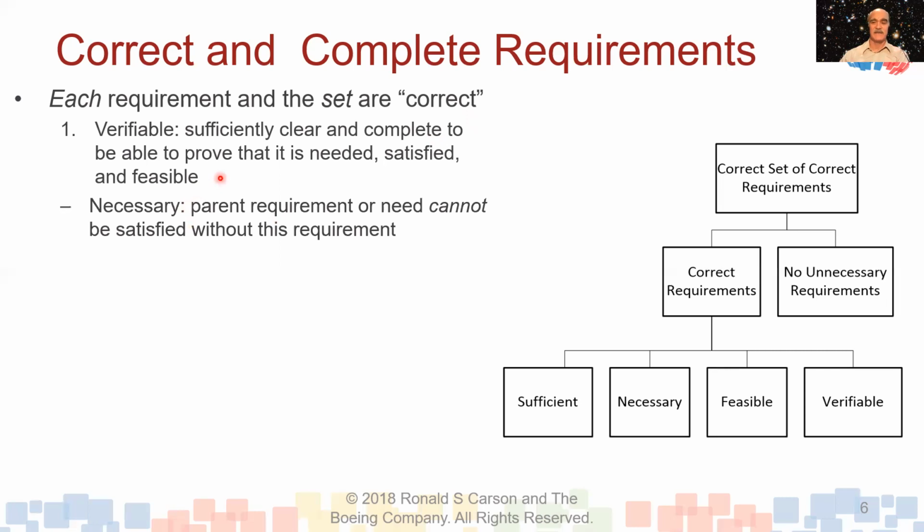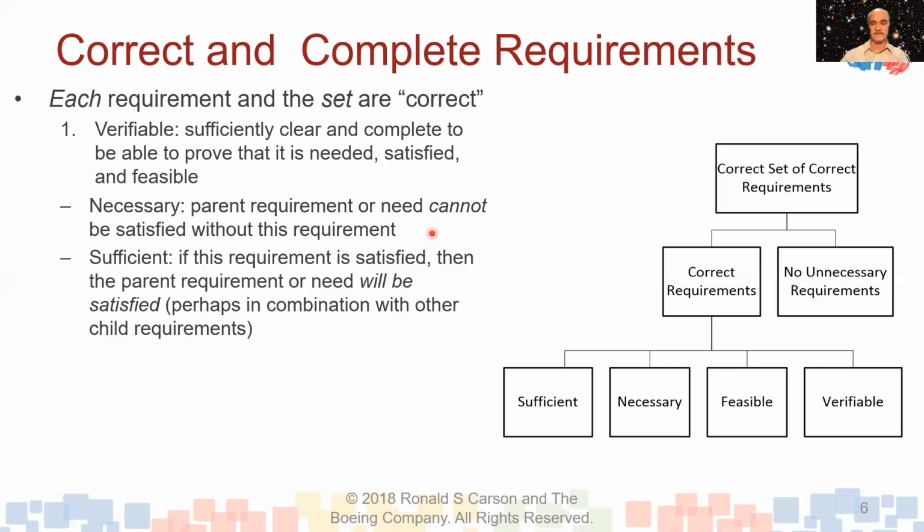Necessity means that the parent requirement or need cannot be satisfied without this requirement. In other words, if we delete the requirement, we will fail to satisfy some parent requirement or need. And that's the easiest test. Well, let's just remove it. What you may find, and what we have found, is you can delete a requirement and still satisfy a parent requirement because there's a duplicate somewhere. So at least one of those is unnecessary, as an example.